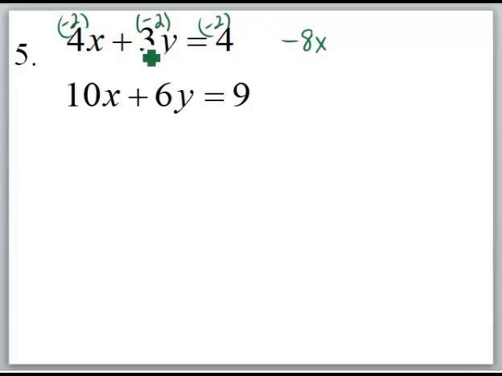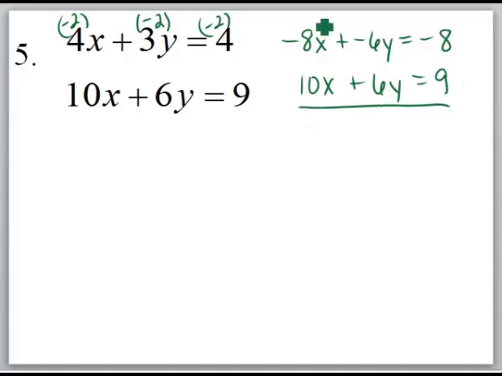So when I multiply by negative 2, I end up with a negative 8x, a negative 6y, and a negative 8. And this bottom equation just stays exactly as is. So now when I add these together, I get 2x. Those fall out and I get 0 equals 1. I'm going to divide by 2 on both sides, and I get x is 1/2.